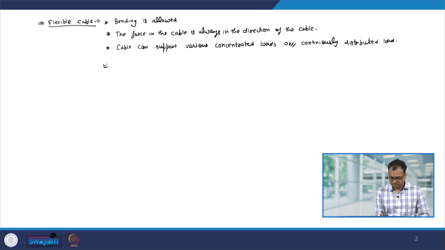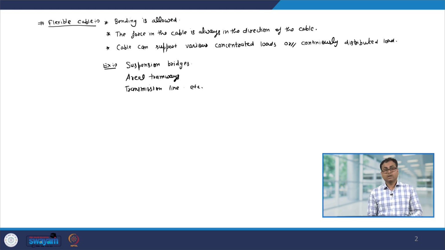For example, these cables are used in suspension bridges, in aerial tramways, in transmission lines, and so on. Okay. So, we will discuss two cases of this cable.